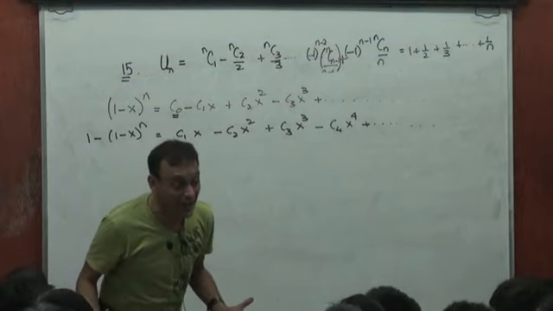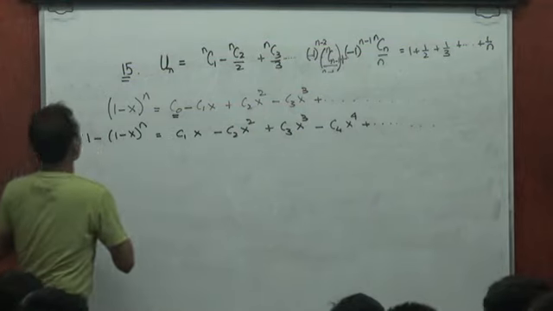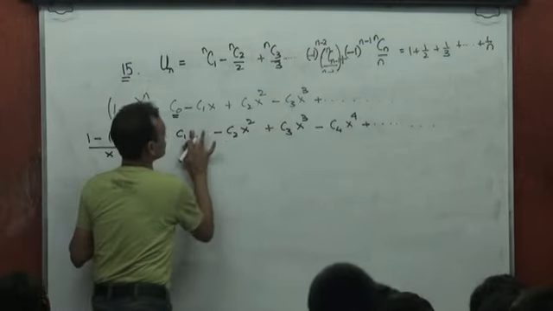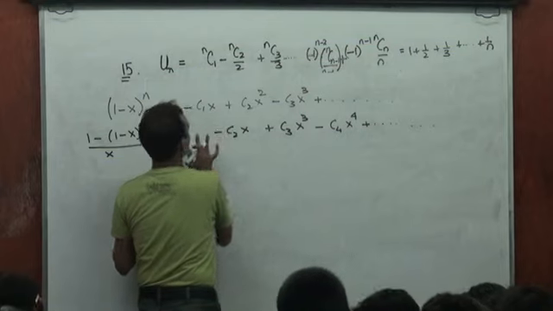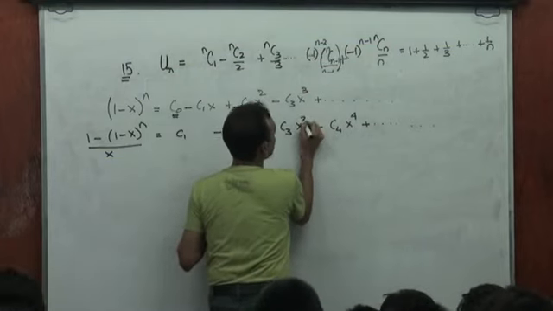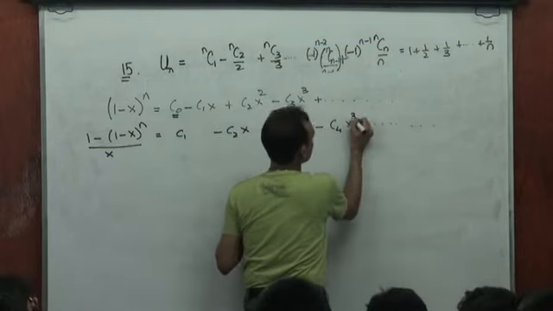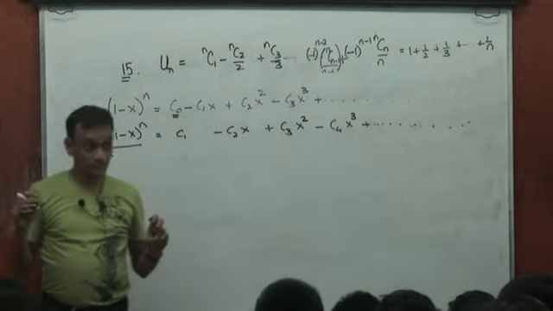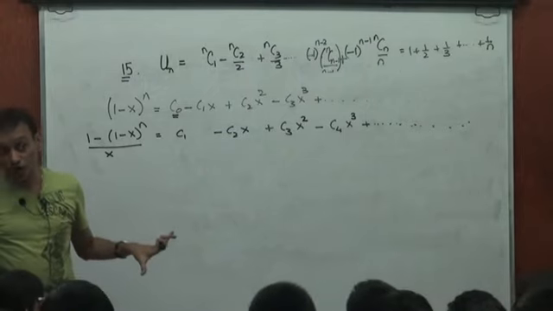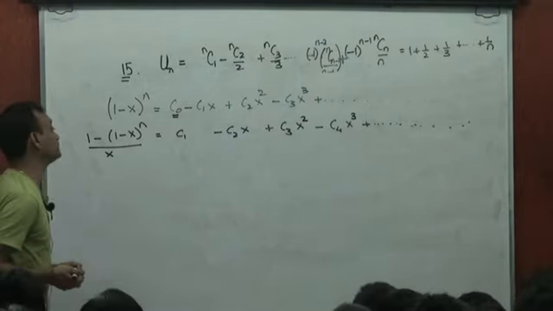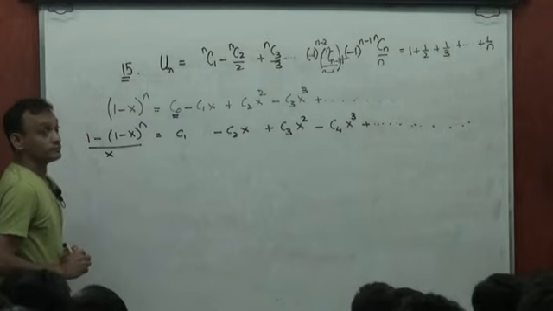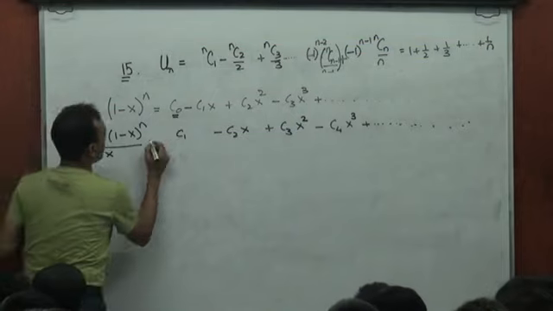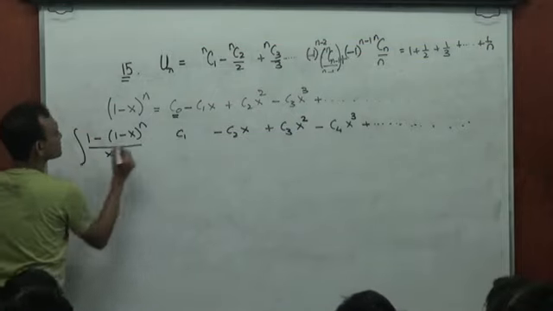Let me divide throughout by x. So, c1 minus c2x plus c3x squared minus c4x cubed and so on and so forth. There's good enough reason for us to have done this, right? And then I integrate both sides.